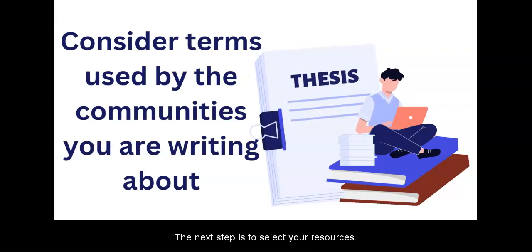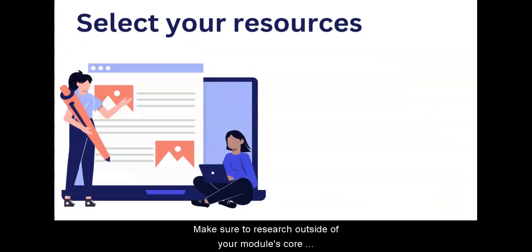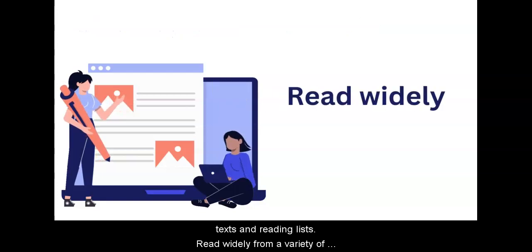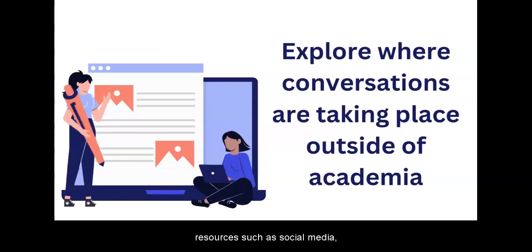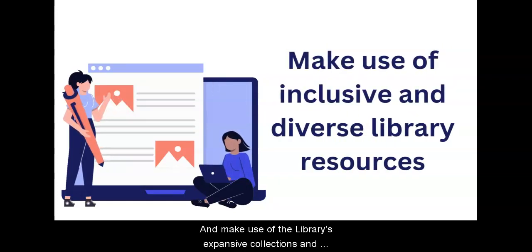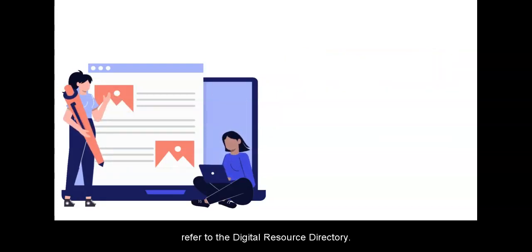The next step is to select your resource. Make sure to research outside of your module's core text and reading lists. Read widely from a variety of sources and formats. Remember that academia is not neutral and perpetuates hierarchies and bias. Explore non-academic resources such as social media, podcasts and community networks. And make use of the library's expansive collections and refer to the Digital Resource Directory.